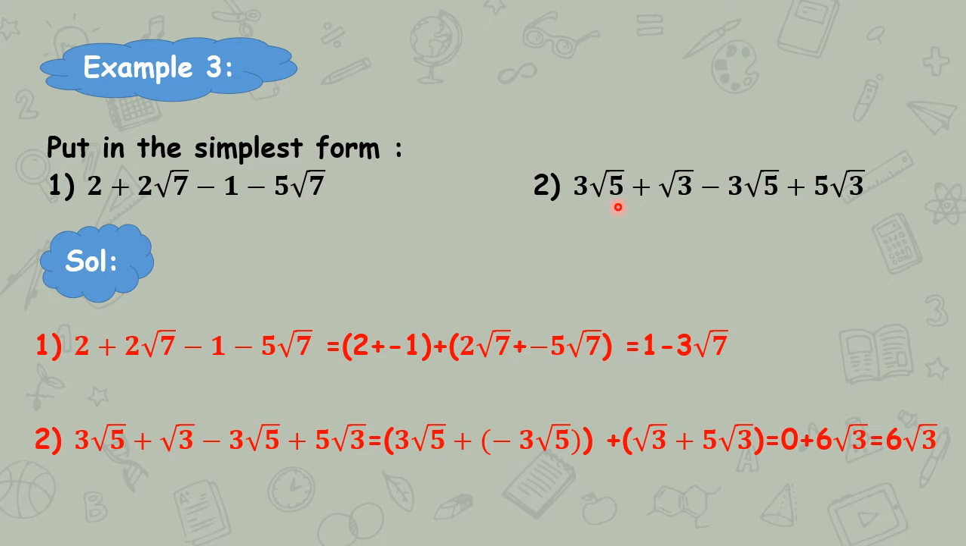Number 2: 3 root 5 plus root 3 minus 3 root 5 plus 5 root 3. Put the like terms in the same bracket. 3 root 5 plus negative 3 root 5 plus root 3 plus 5 root 3. 3 root 5 plus negative 3 root 5 equals 0, and root 3 plus 5 root 3 equals 6 root 3. 0 plus 6 root 3 equals 6 root 3.